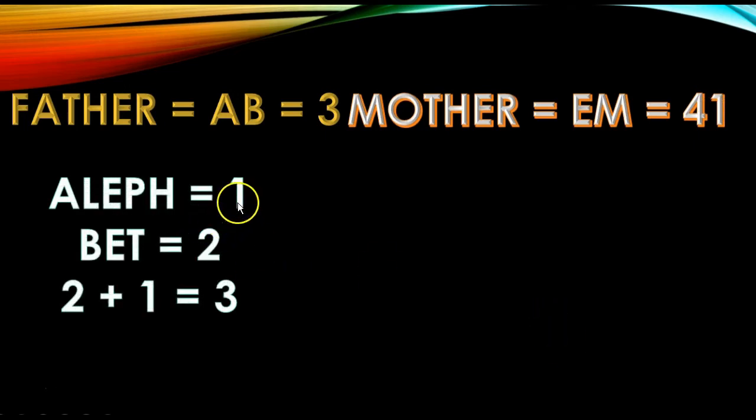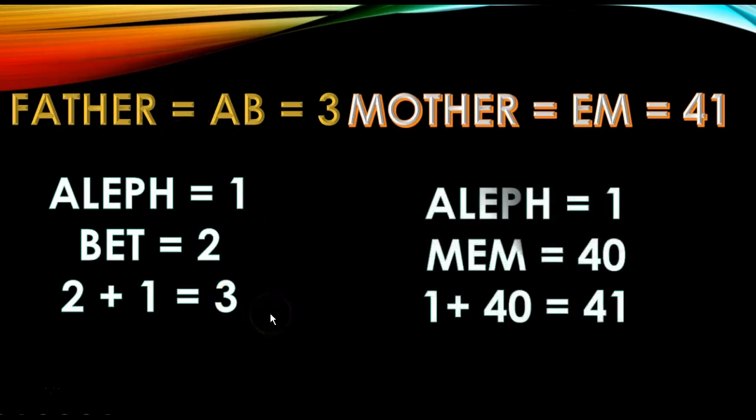So Aleph equals 1, the Bet equals 2, 2 plus 1 equals 3. That's how you would spell the Father. Now the mother, you spell with the Aleph and a Mem, and it's 40 and 1, so it's 41. So Aleph has a numerical value of 1, and the Mem has 40. And there's some really interesting meanings behind that. We know the Father means the strength of the house, but what is the mother? The strength of the water.